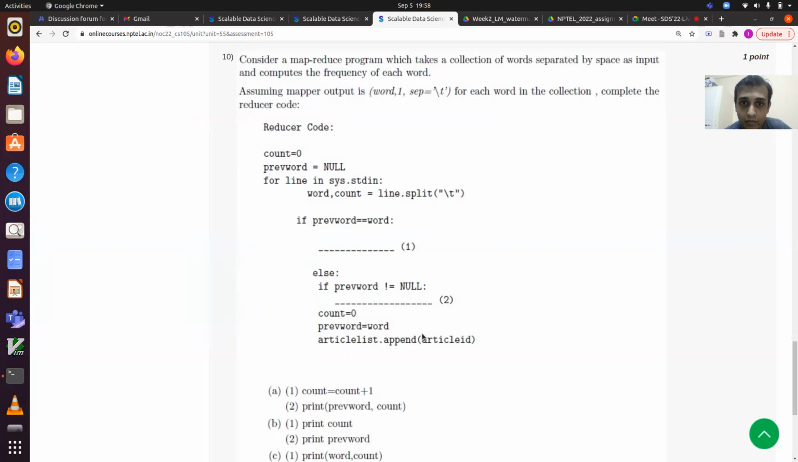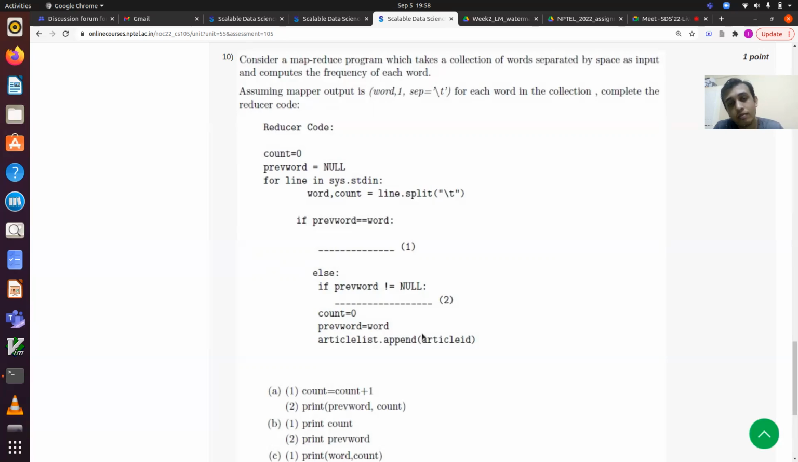Okay, sir. Now what is happening when I am taking previous word equal to null, line dot strip, word, count equal to line dot split. Sir, when the line is already coming in as a string, then why is this line dot split? It's already coming in as a string, sir. See what happens. I'll tell you what happens.